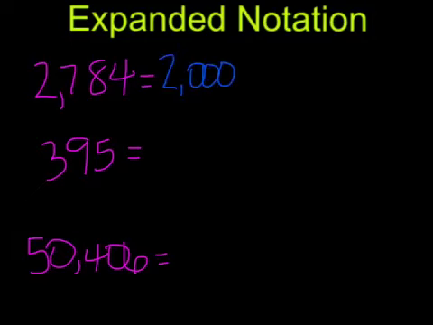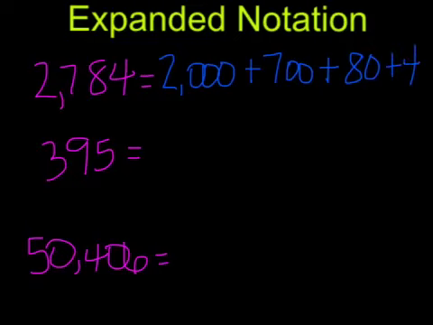2,000, because that's how much the 2 is worth, 700, because that's how much the 7 is worth, 80, and 4. You'll notice that I wrote all of these numbers with an addition sign in between each one, and that is because if you were to add these numbers back together, you would come back to this original number.